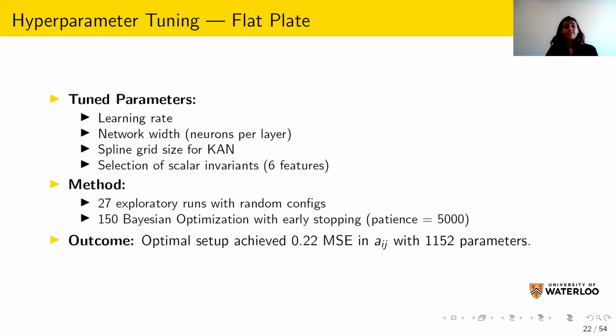So just a brief summary of the hyperparameter tuning that we did with the CAN architecture. The tuned parameters were learning rate, the network width, which is essentially neurons per layer, the spline grid size, and the selection of the scalar invariants. The methodology that we implemented was having 27 random runs, just so that we have a warm start for Bayesian optimization, and then 150 Bayesian optimization runs. So the optimal setup did achieve a mean squared error of 0.22 in AIJ.